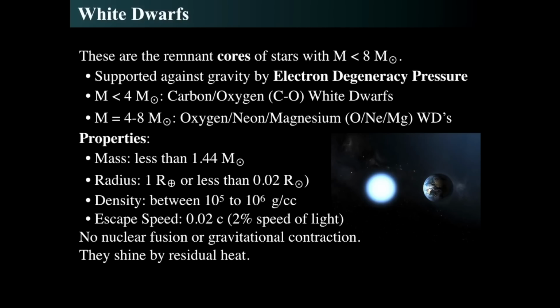The radius of a white dwarf is about an Earth radius, or about 2% that of the Sun. The density is roughly about 1 million grams per cubic centimeter, and the escape speed is about 2% that of the speed of light. So you've got to leave them.